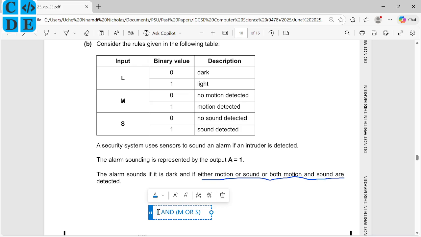Okay, so L. For us here, they say L, which is if it is dark. So if you watch now, you will see that the darkness here is 0. So leaving this as it is will result in 0 no matter what we do. So we need to negate this. So when we do not L and then in brackets M or S, we are setting that we're going to have A being equal to 1. So that's the idea to do this.